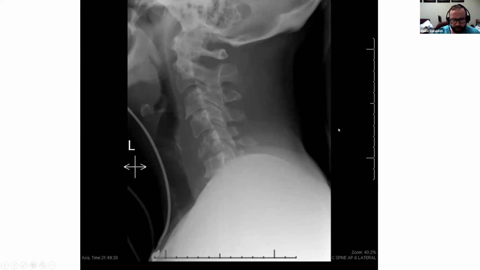So she's still in spinal precautions, and that's a lateral X-ray. If no one wants to comment, I can comment. Jonathan, what do you think? Teardrop fracture at C5, with a little bit of retropulsion of C5 posteriorly, and that's the main thing. I'd get an MRI.